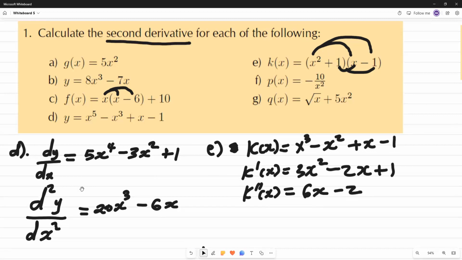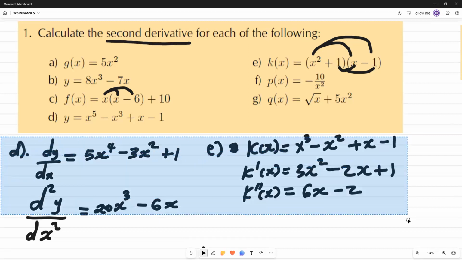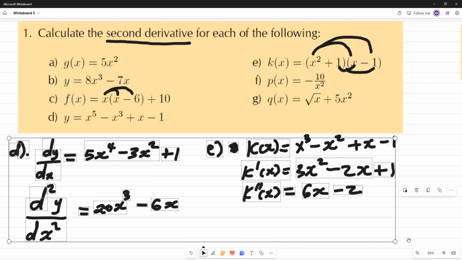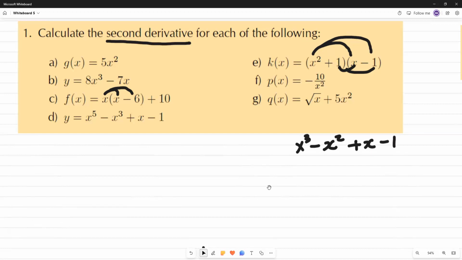Let's do f and g. Okay, let me quickly erase here. Sure. So now let's go to f and g.